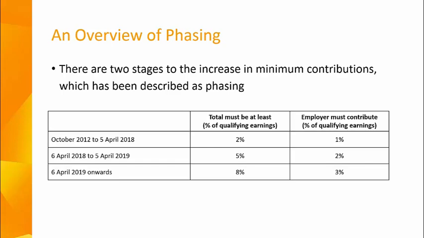Employers will be required to contribute a minimum of 2%, with employees contributing the remaining 3% to make up the 5% minimum. Minimum contributions will undergo further increases on the 6th of April 2019, with the total minimum contribution rate increasing to 8%, representing a 3% employer and 5% employee contribution. It is an employer's responsibility to make sure that they are prepared for these new contribution amounts.